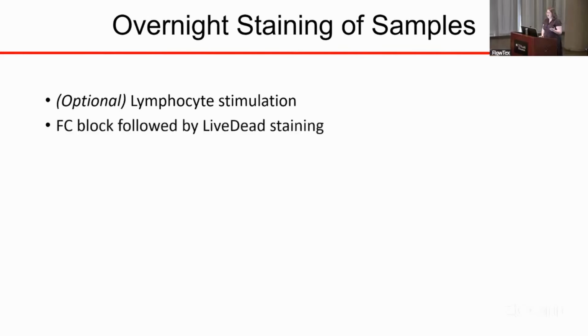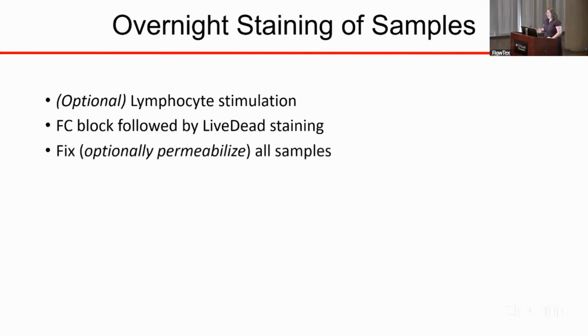So next, I'm going to talk a little bit about overnight staining of samples. You've already heard some of this, but that's okay. At this point, your samples have been processed appropriately, and you can do lymphocytic stimulation, such as with PMA and ionomycin, if you were so inclined. Otherwise, you would head directly into Fc block for 5 to 10 minutes, and then your live dead staining, at which point we fix immediately.